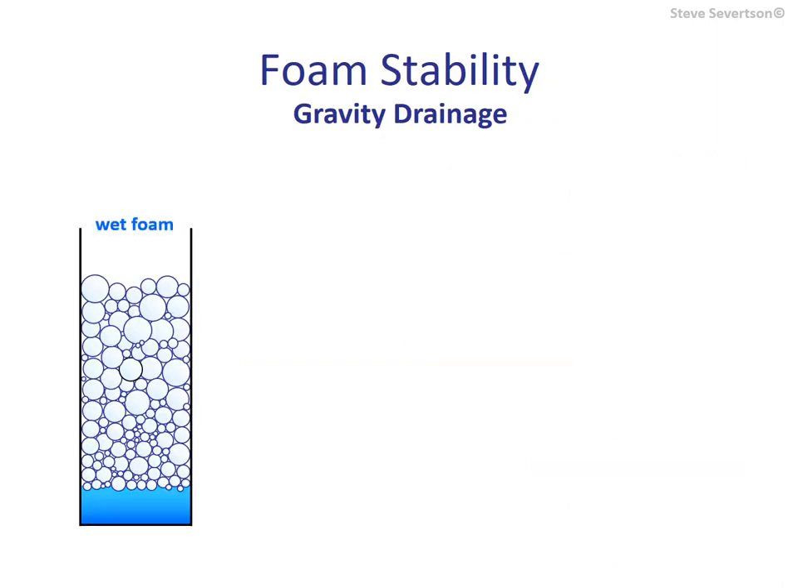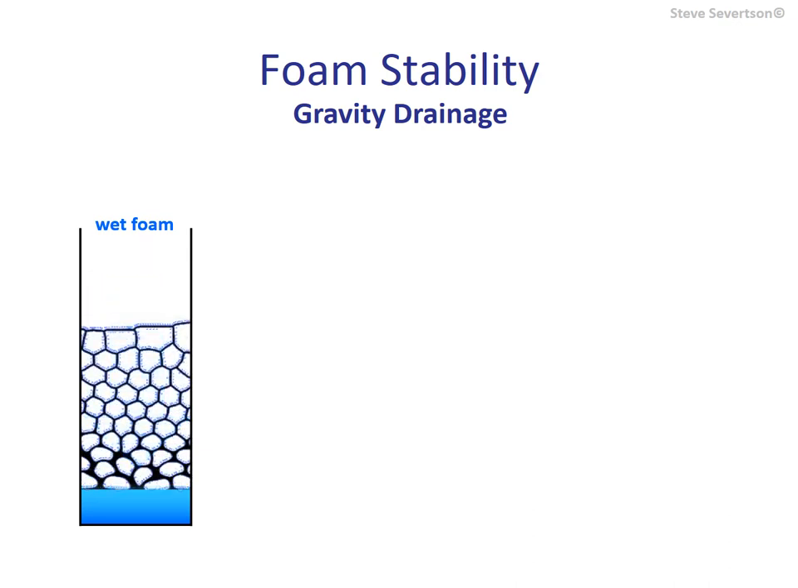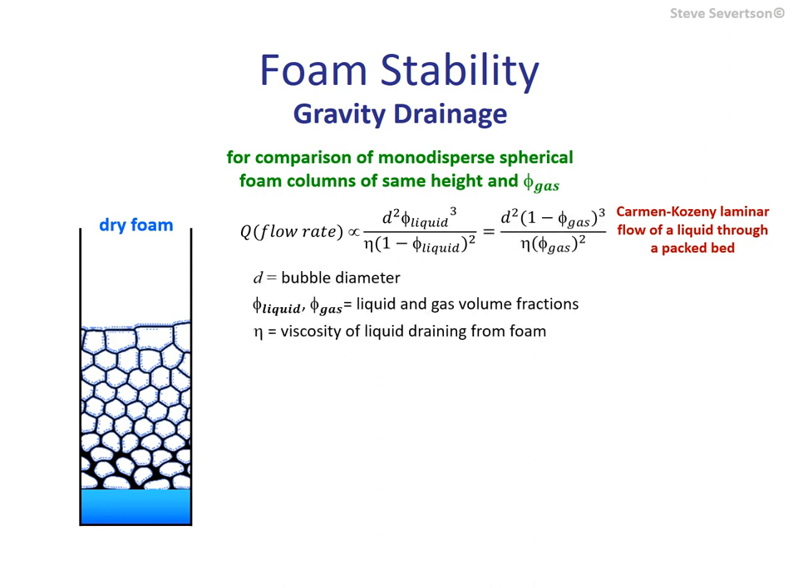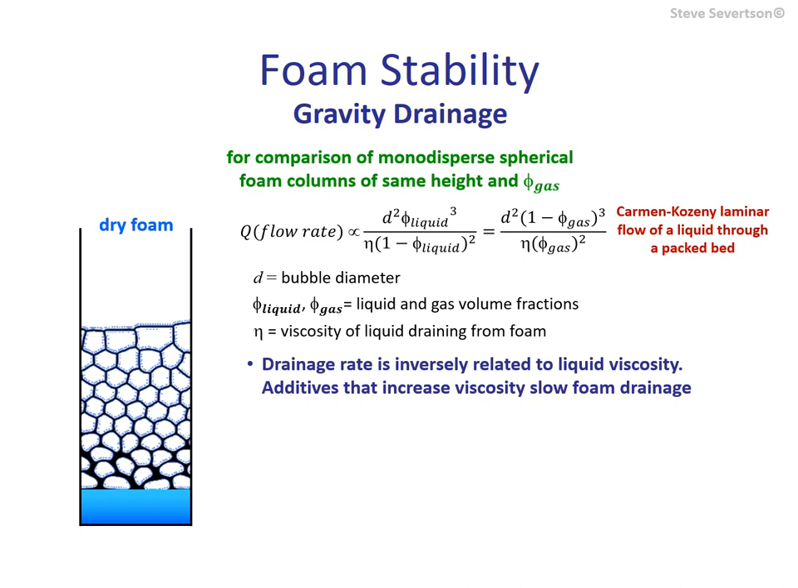Hydrodynamic drainage is significant only for wet foams possessing thick lamellae, in other words, during the initial stages of foam formation. It is typically the most rapid stage of foam development. The process is essentially the flow of liquid, gravity-driven, through a column packed with spherical particles. Applying the Kozeny-Carman equation to compare flow between columns composed of monodispersed spherical bubbles provides a semi-quantitative relationship between the variables involved. Here is the form that includes the volume fraction of the gas in the foam, which we have been using to describe foam evolution. The equation indicates that the flow rate of a liquid out of the foam is inversely related to its viscosity.